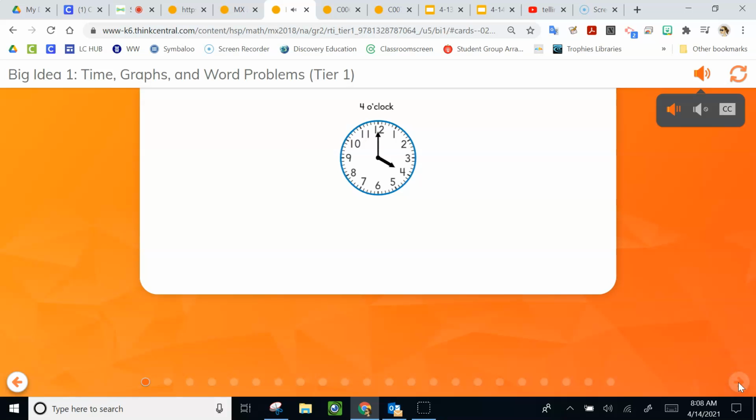In 1 hour, the minute hand went all the way around the clock 1 time. The hour hand moved ahead to the next number. Now it is 4 o'clock. Watch the hands again as 1 more hour passes. As before, the minute hand went around the clock 1 time and the hour hand moved ahead to the next number. Now it is 5 o'clock.